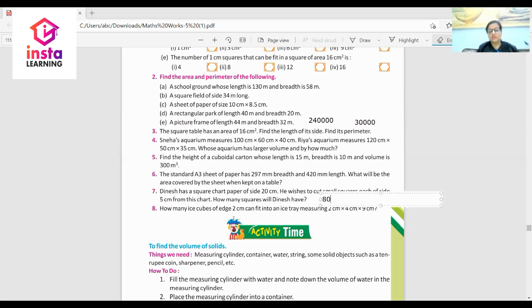How many ice cubes of edge 2 centimeter can be fit into this measurement? So just take out the measurement of 2 centimeter. You will get the answer 2 into 4 into 9. So the answer is coming 72 centimeter. 72 divided by 2 is 36. So 36 ice cubes will come in the volume of this tray, we can say.